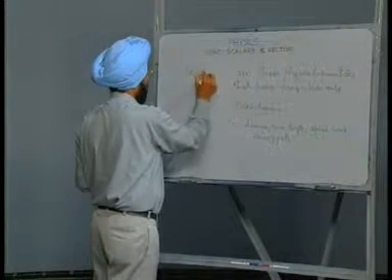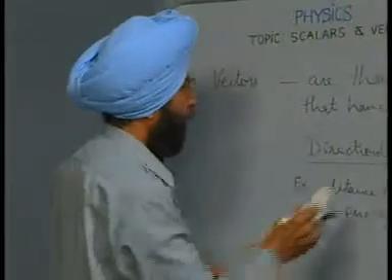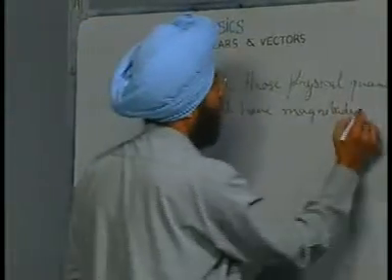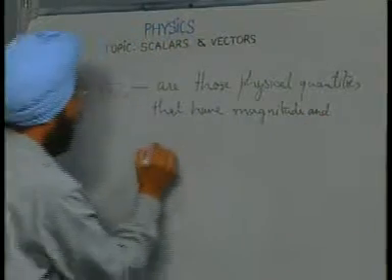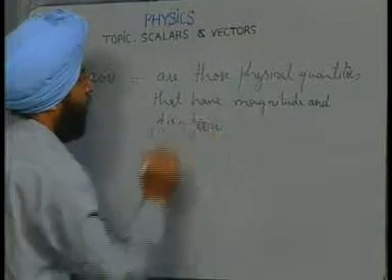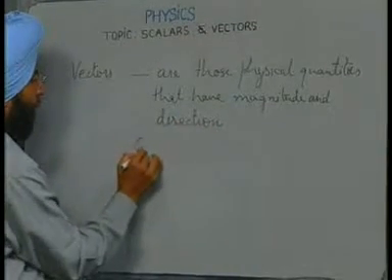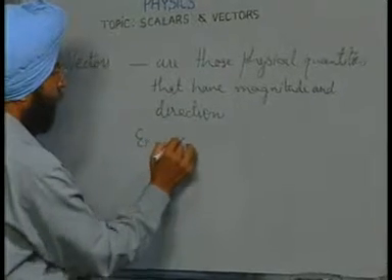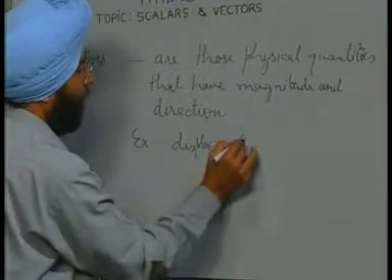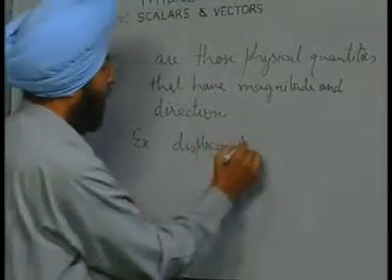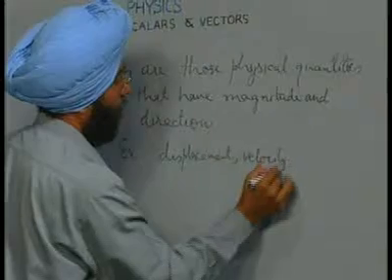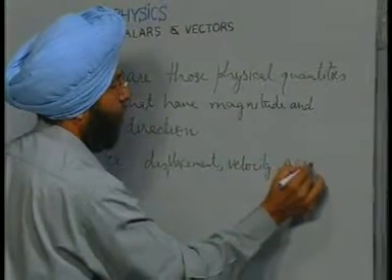Vectors are those physical quantities that have magnitude and direction. Examples of such quantities we already know. Displacement is a vector. It is directed from initial to final position. Velocity is a vector. Acceleration is a vector.